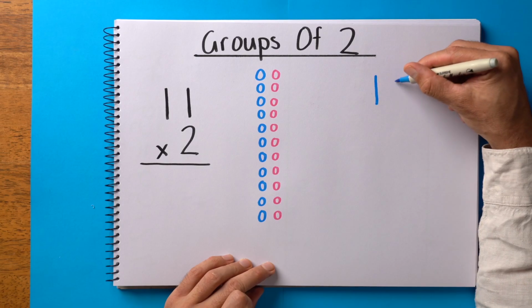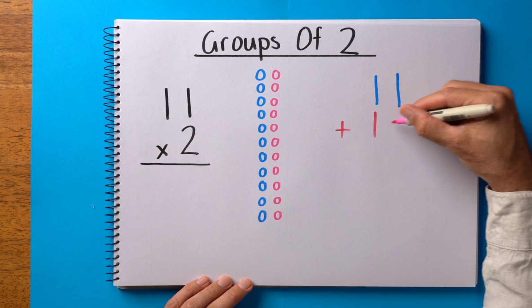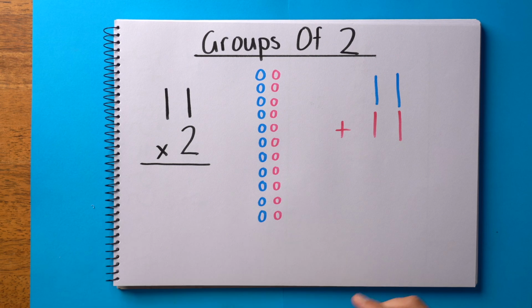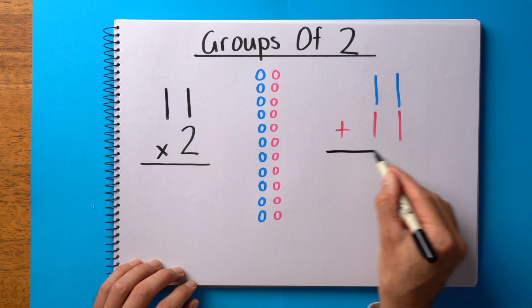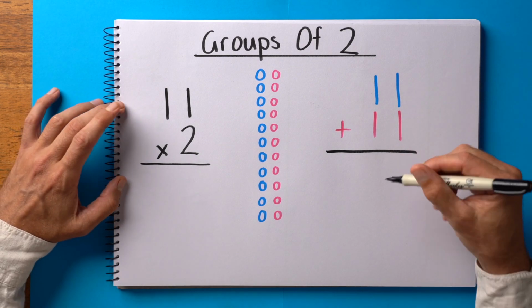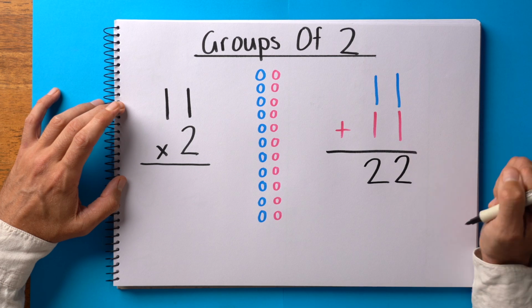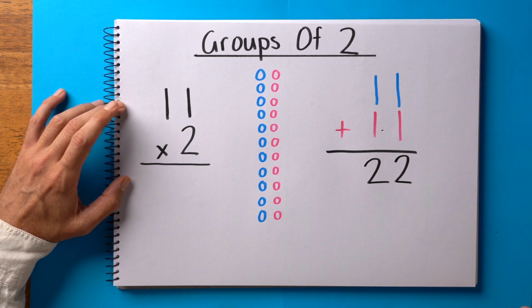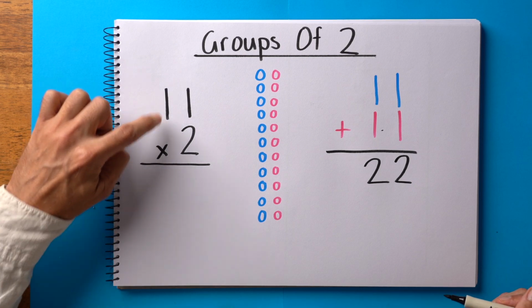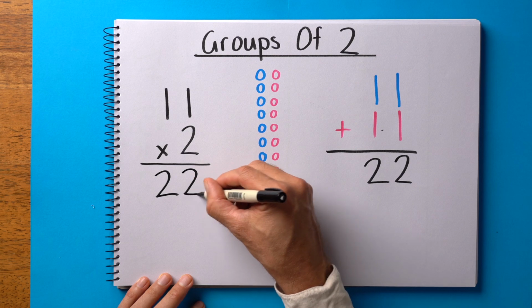Once again, we can work this out by 11 plus 11. I've got my blue 11 and my pink 11. When I add these numbers together, I get a total of 22. 2 ones plus 2 tens. My answer of 11 groups of 2 is also 22.